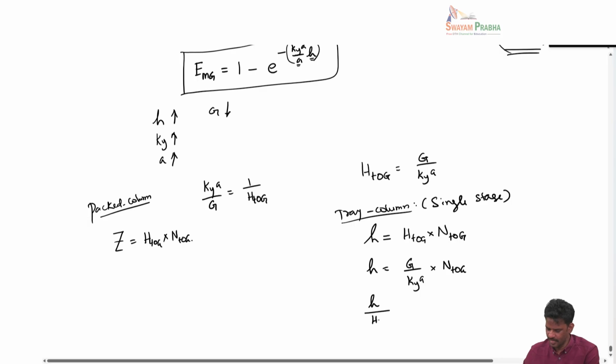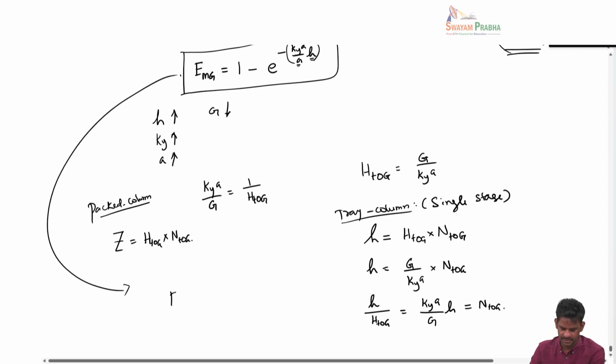H by HTOG is equal to Kya by GH, and that is nothing but NTOG. So then I can rewrite this equation in a simpler way as 1 minus e power minus NTOG.